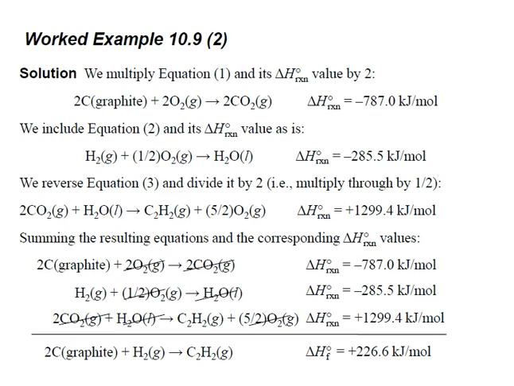Alright, so now that you've taken some time to look at that, let's see if you got the right answer. What we'll do is multiply the first equation and its standard enthalpy of reaction by 2. And then we get the following. Don't forget to do that to the standard enthalpy as well. We'll include equation 2 and its standard enthalpy value. And then what we'll do is reverse equation 3 and divide it by 2.